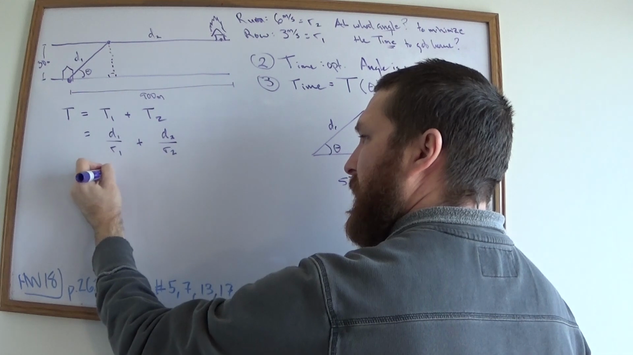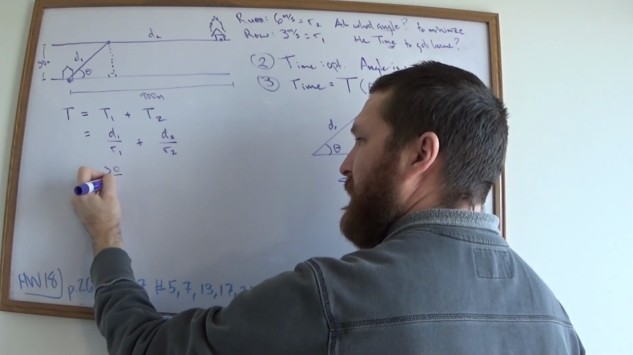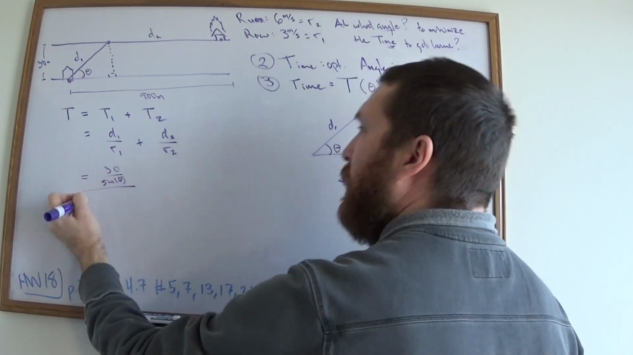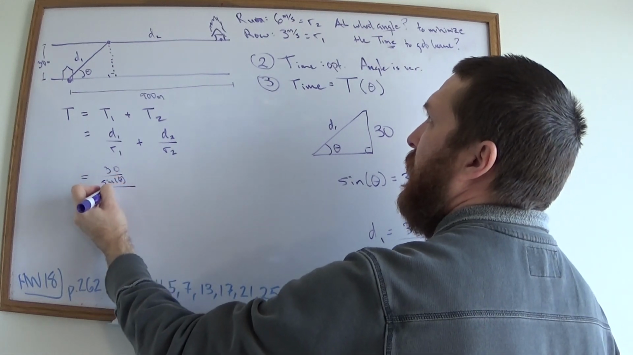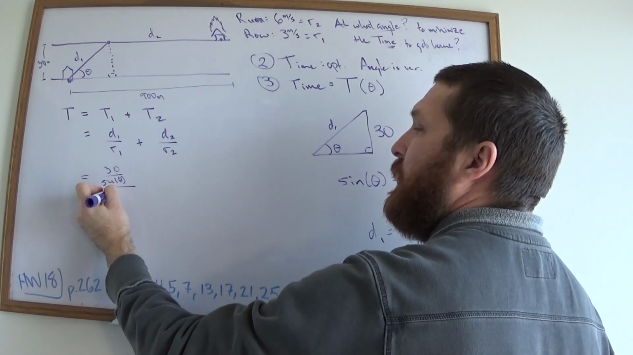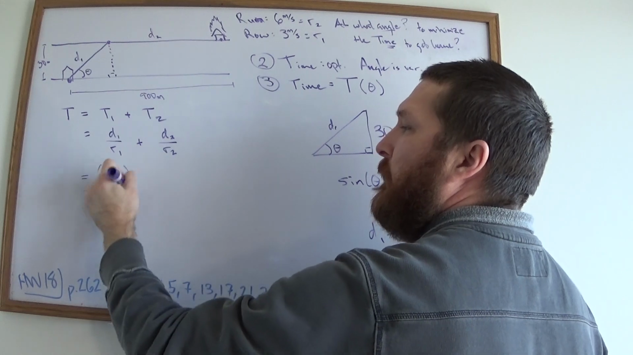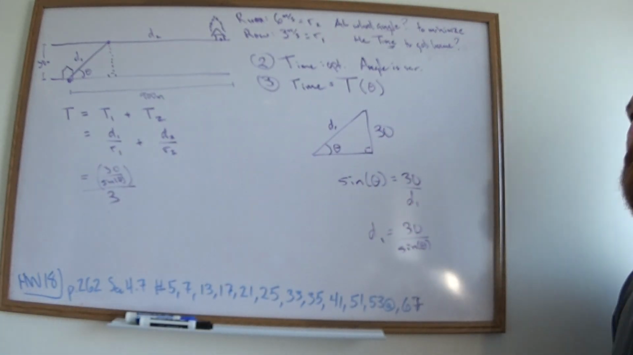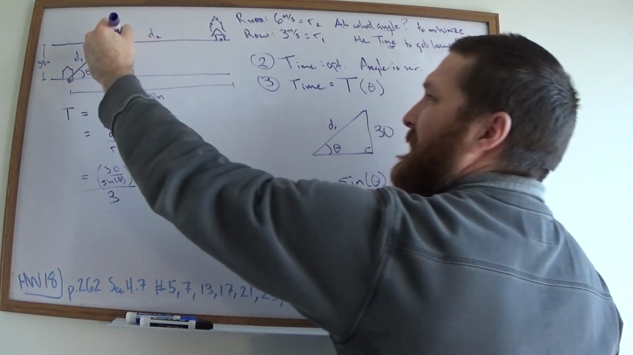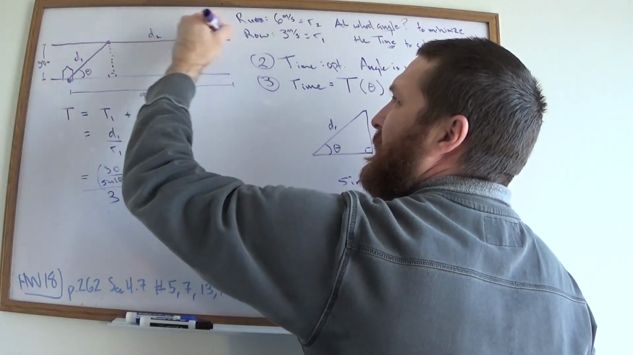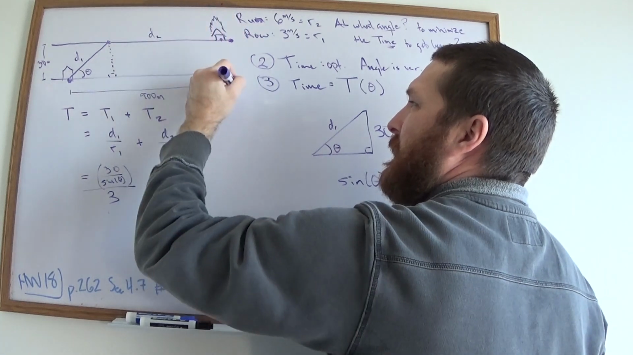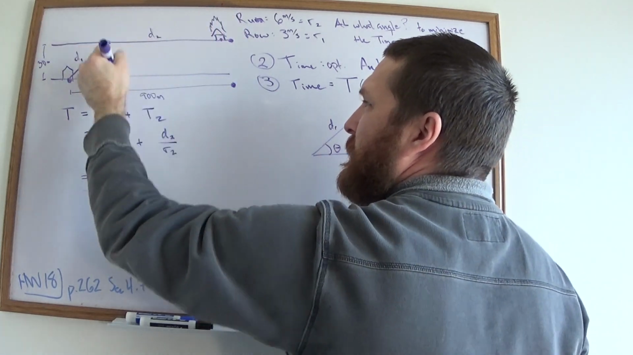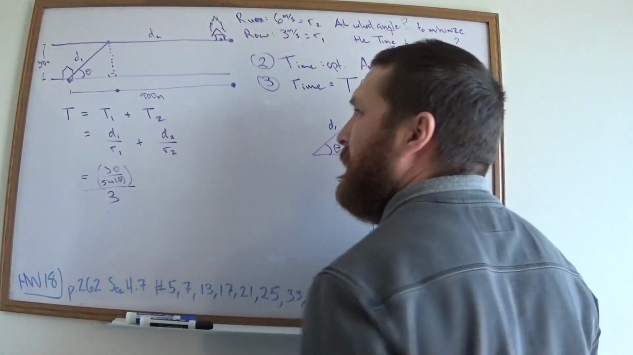So I'm going to write this explicitly here. The D1 is on top, 30 divided by sine theta, over R1, so 3. We'll clean it up in a minute. Now, D2. D2 is from here to here. So how do we find that?